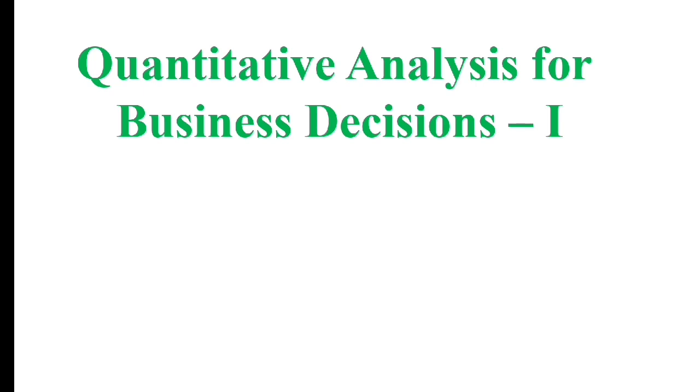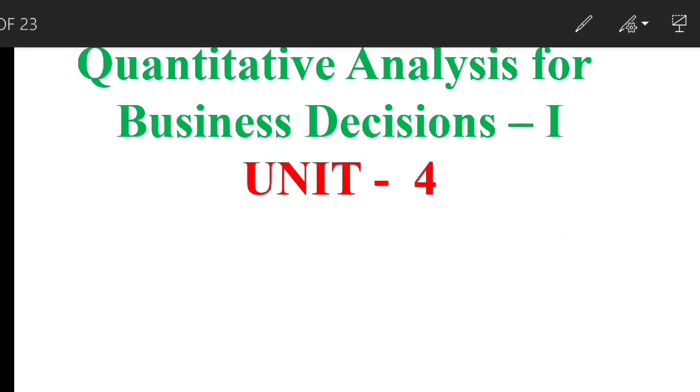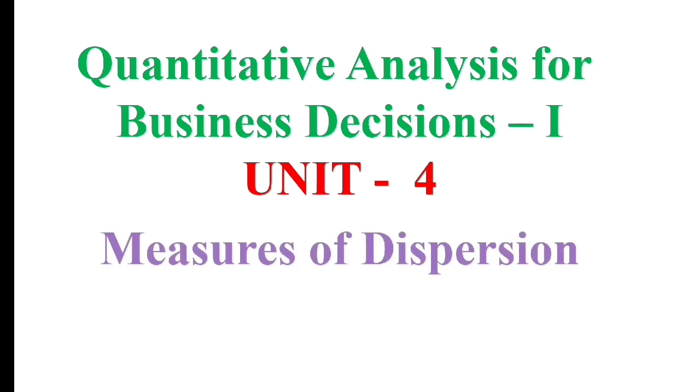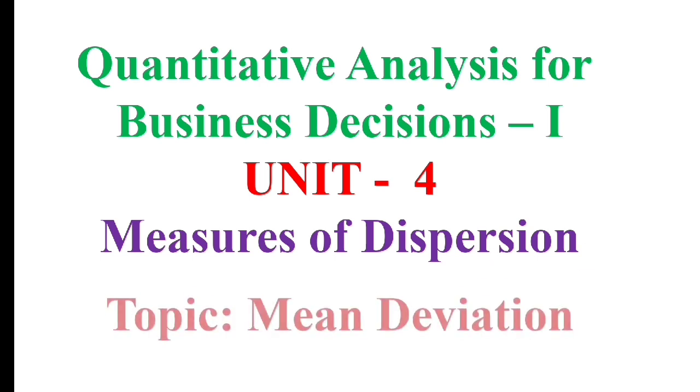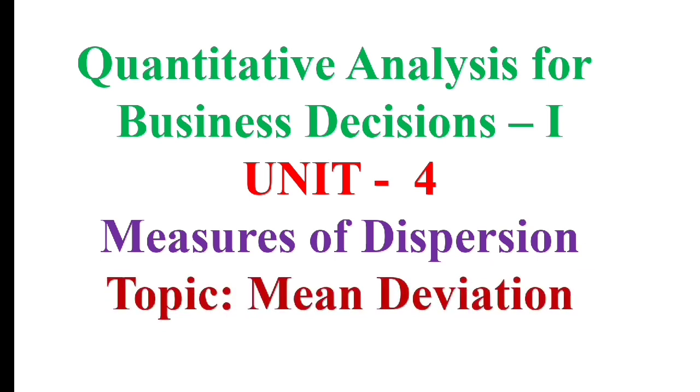Now I am going to explain Quantitative Analysis for Business Decision 1. Unit number 4, Measures of Dispersion. The topic is Quartile Deviation and Mean Deviation. Last class we studied Quartile Deviation. Now we are going to study Mean Deviation. Here we are going to study the definition, formulas, and then the merits and demerits of mean deviation.